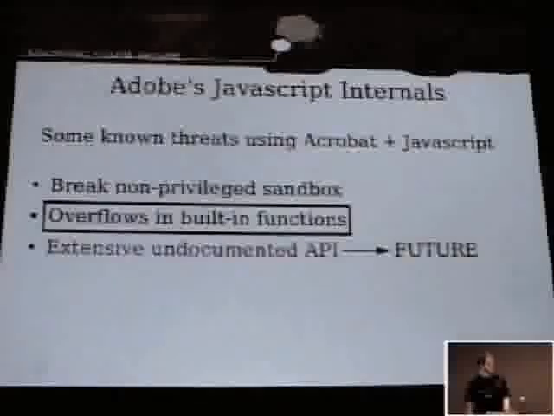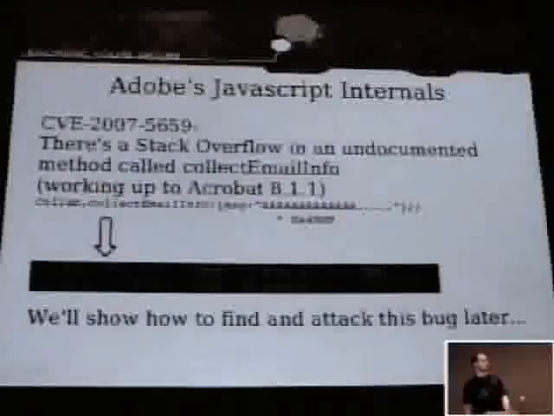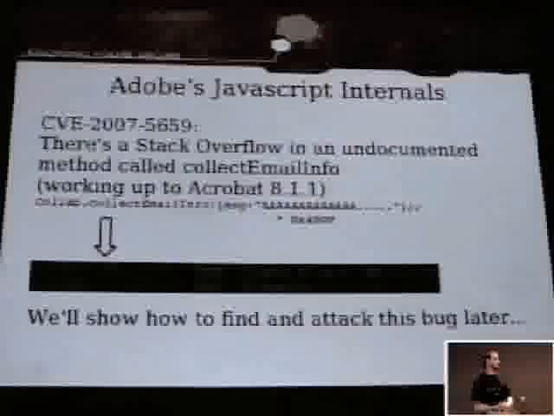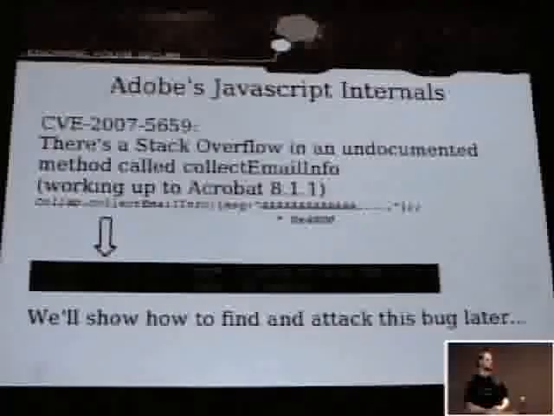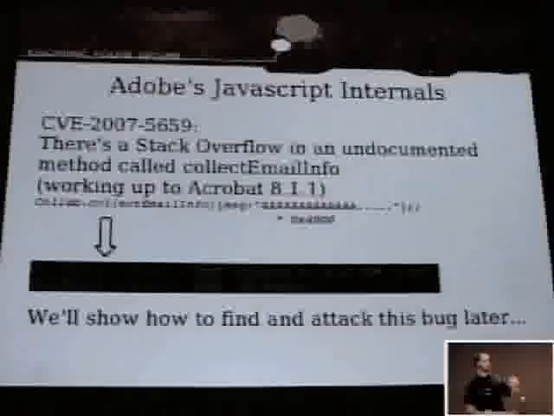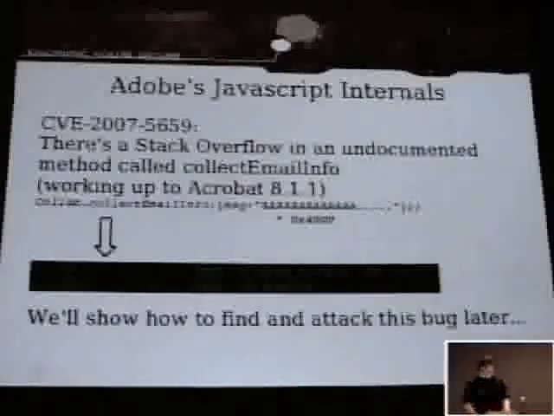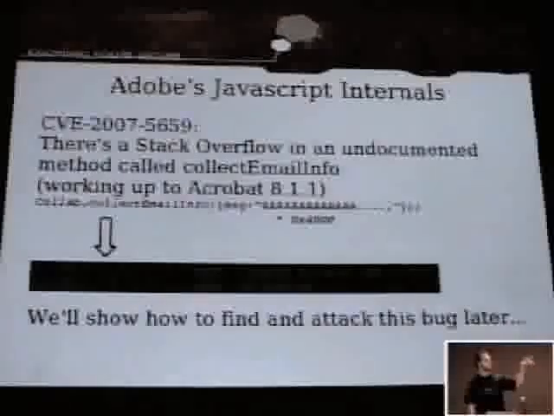Also, there are some overflows in built-in functions. There's a stack overflow in the collectEmailInfo function, which is also undocumented. In the message argument, you can overwrite the complete stack. And we'll use this collectEmailInfo bug as an example later.